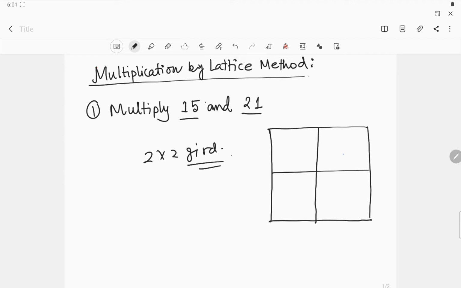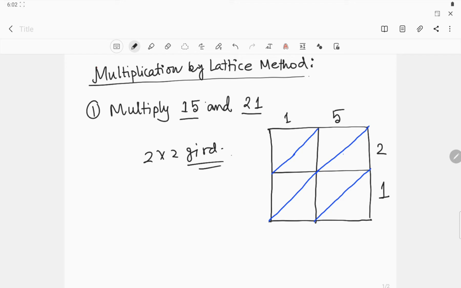Now write down the numbers along the grid. First of all 15, and column wise it is 21, right? Now you have to draw a diagonal along each square. Draw a diagonal. So I have drawn a diagonal.